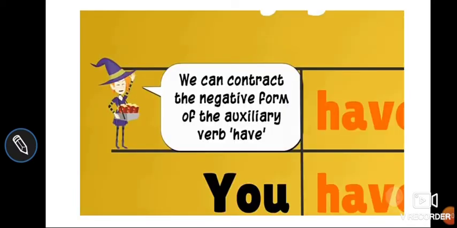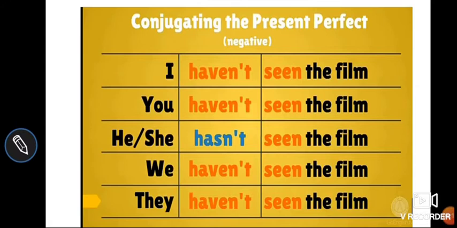Students, we can contract the negative form of the auxiliary verb have. Instead of have not, we can use haven't. I haven't seen the film. You haven't seen the film. He hasn't seen the film. She hasn't seen the film. We haven't seen the film. They haven't seen the film.